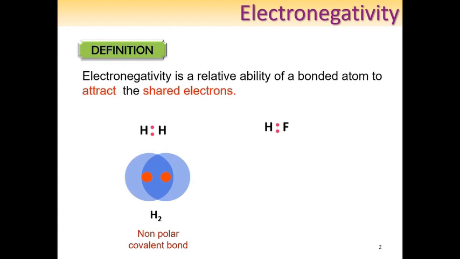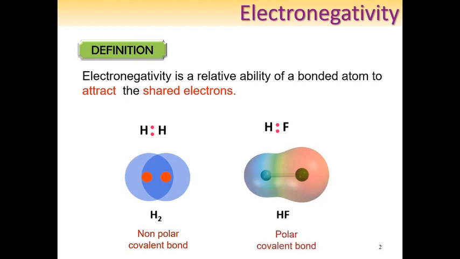For the second example, hydrogen fluoride. Fluorine is more electronegative than hydrogen. Electron density around the fluorine atom is higher than the hydrogen atom. Due to the different ability to attract electrons, the hydrogen fluoride molecule forms polar covalent bond.